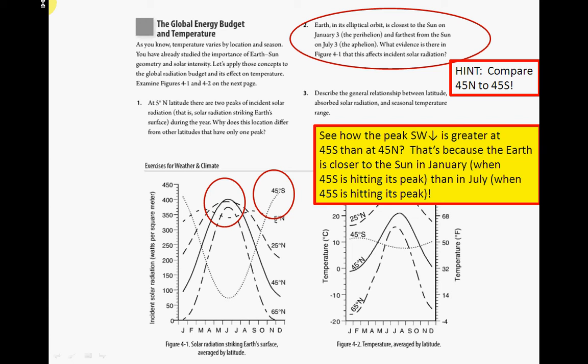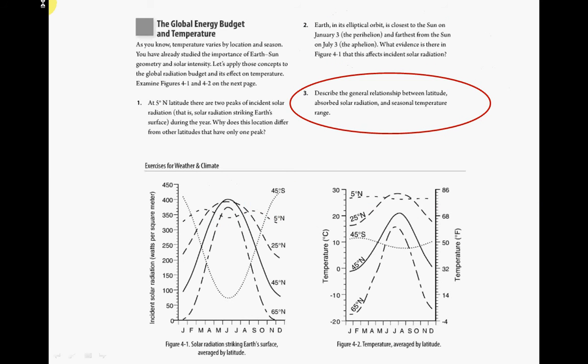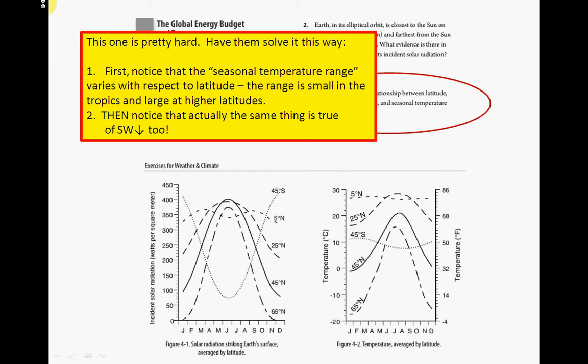All right, anyway. Describe the general relationship between latitude of absorbed radiation and seasonal temperature range. This question, again, is not very clear. You're going to need to help them a little bit with this, and I'll try helping in the video too. What I want you to notice is to look at the seasonal temperature range and see how it varies with respect to latitude.